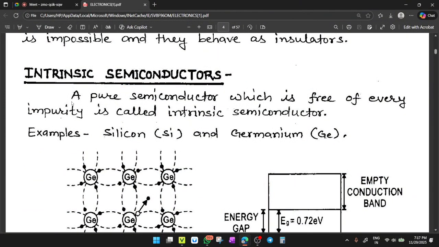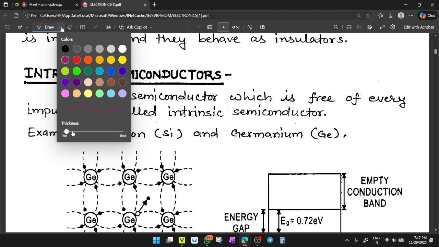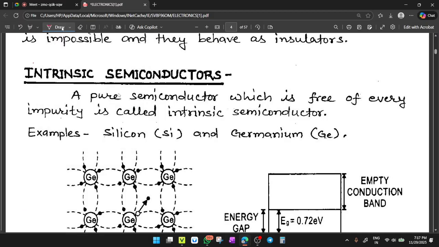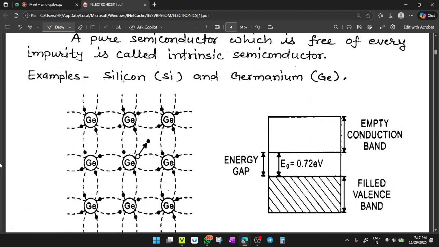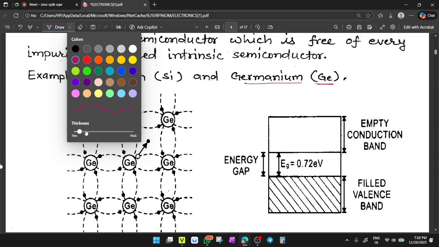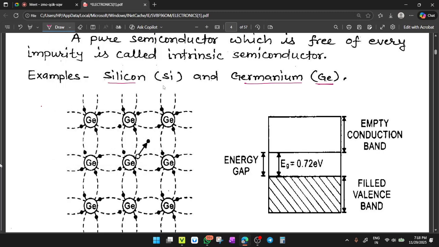So, in the chapter Semiconductor Electronics, we are here with the topic intrinsic semiconductor. Yesterday we discussed what an intrinsic semiconductor is. Intrinsic semiconductor means pure semiconductor. A pure semiconductor which is free of every impurity is called an intrinsic semiconductor. Examples are silicon and germanium.